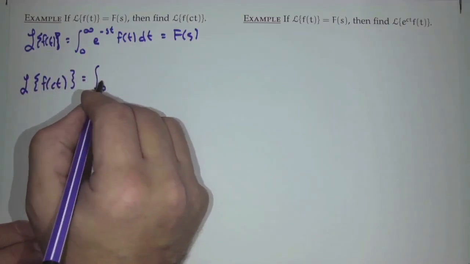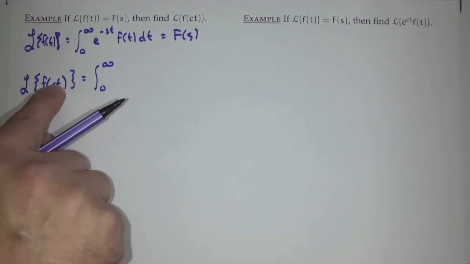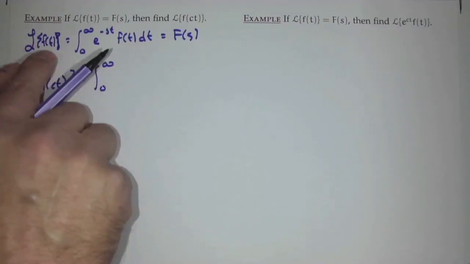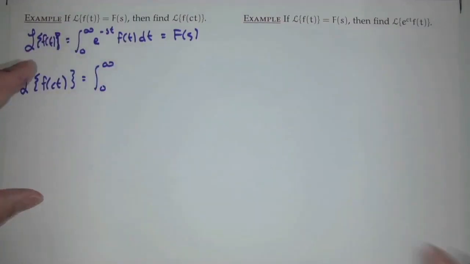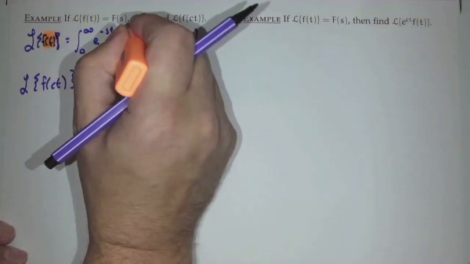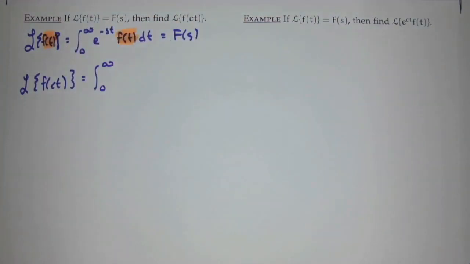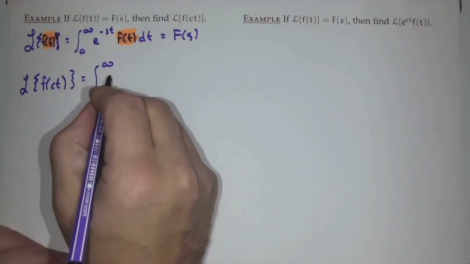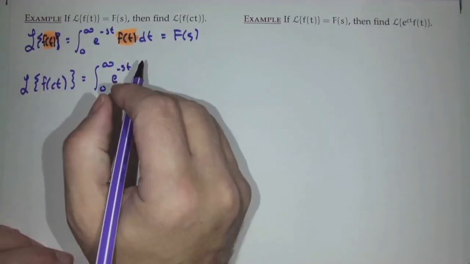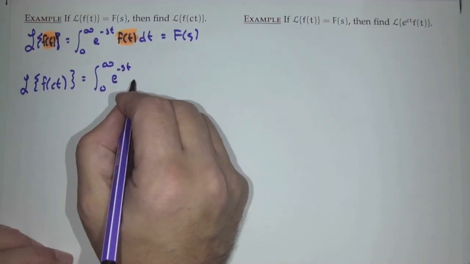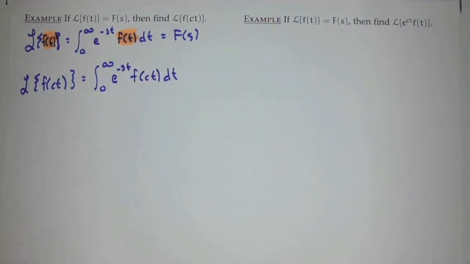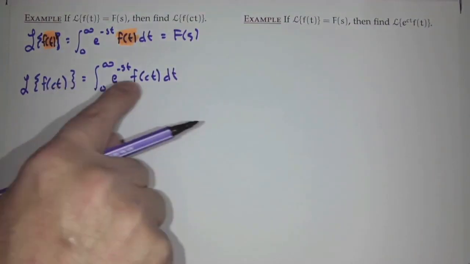So what we should do is plug in the definition. Here, this f(t) is what we're plugging into the transform, and whatever we plug in goes into that slot. So in our case, putting in f(ct), we get the integral of e^(-st) f(ct) dt. I'm putting f(ct) into my slot.